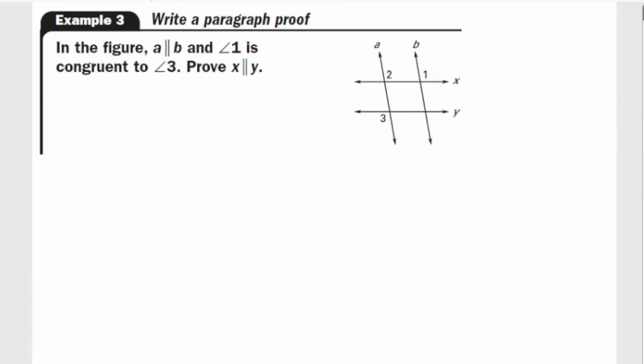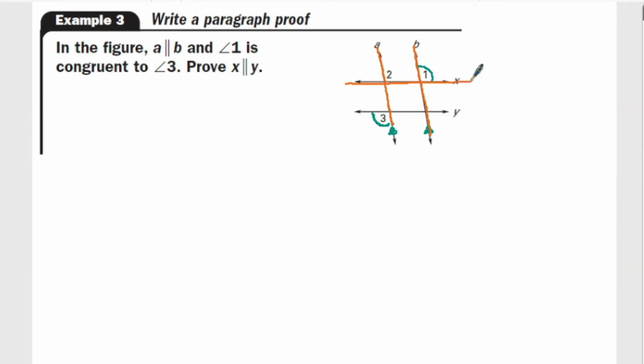In the figure, A is parallel to B. I'm going to mark those givens. A is parallel to B, and angle 1 is congruent to angle 3. That's our givens. And we are going to prove that line X is parallel to line Y. Since we're given those parallel lines, we should probably be able to say some angles are congruent, right? Should we use X or Y as the transversal?